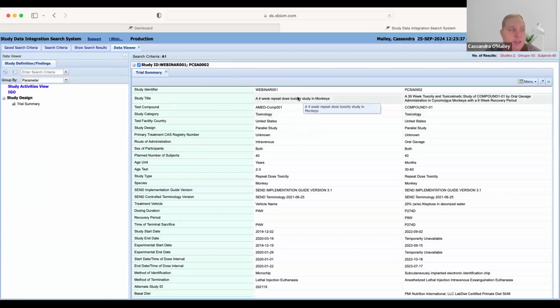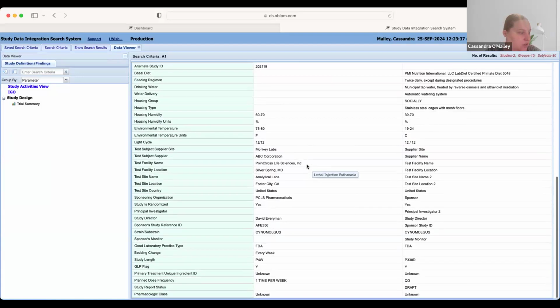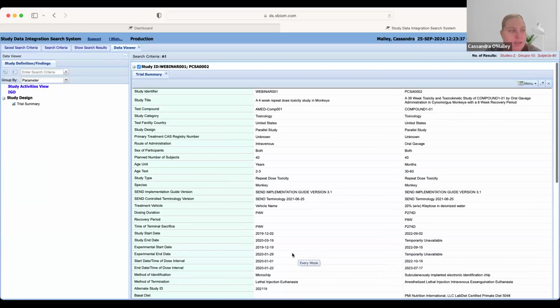In the webinar study on the left-hand side, it's a 4-week repeat dose study in monkeys. The test compound is AMED. It's a completely fabricated test compound. It is a parallel study. This is done by intravenous infusion, and the subjects are 2 to 3 years old. And this is also, I believe yes, the dose is 1 time per week.